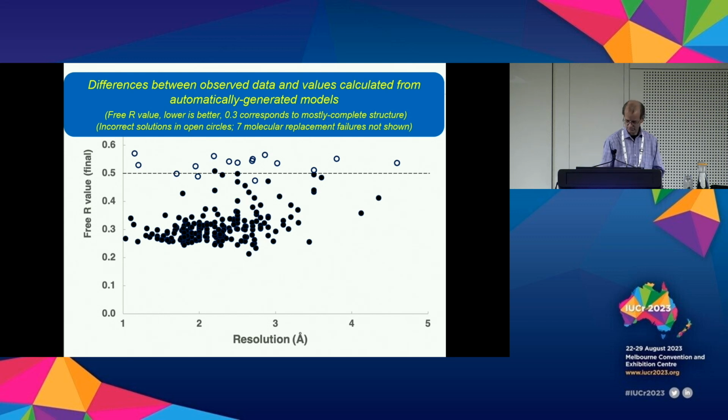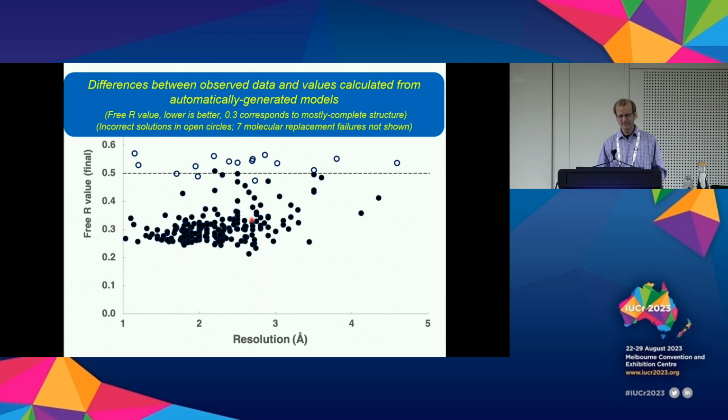0.3 here, let me just get my mouse. All right, so if you run an AutoBuild or ArtBorp job and you just get out of it a free R factor of 0.3, you're very happy. You haven't even put in waters or ligands, you haven't finished everything up. It's good, right? So all those are fine.